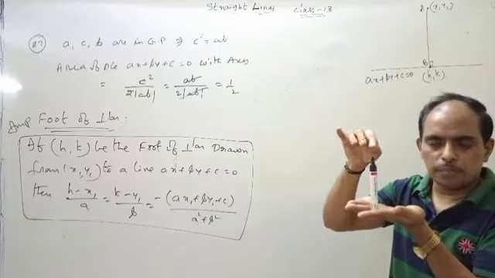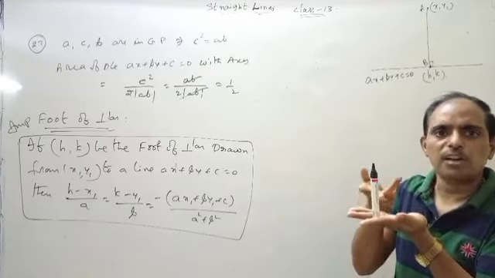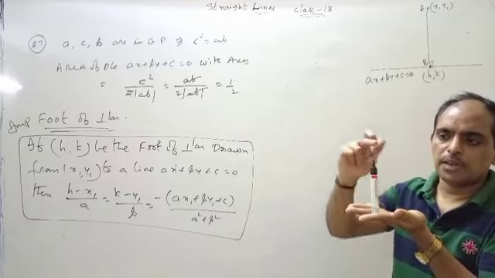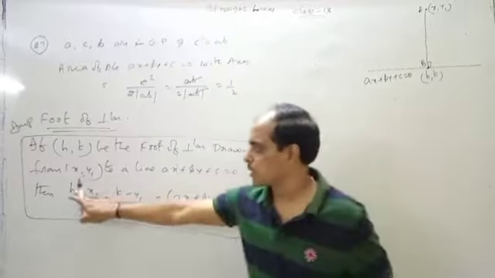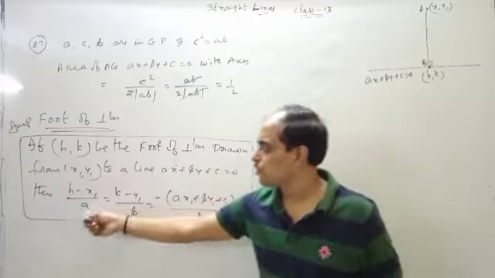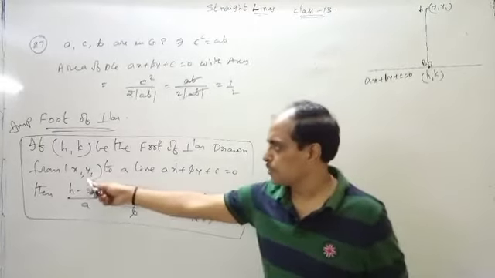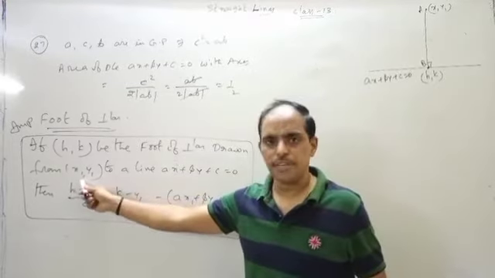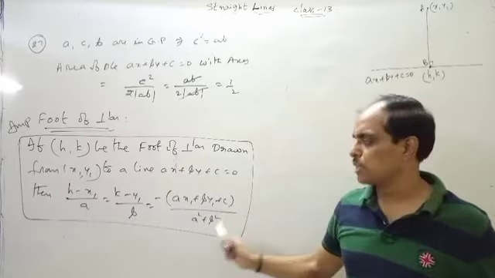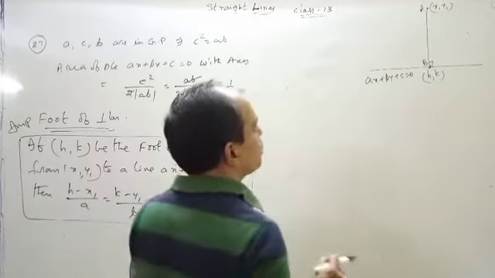This point is (x1, y1). We are going to draw a perpendicular from (x1, y1), and the foot is (h, k). Then the formula is (h − x1)/a = (k − y1)/b. In the denominator, the x coefficient here, the y coefficient here, and minus of, you substitute that point (x1, y1): ax1 + by1 + c over a² + b². We are going to prove this one. This is one of the important questions. So how to prove this one?